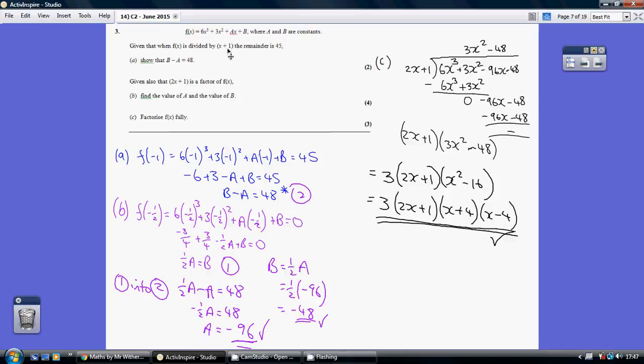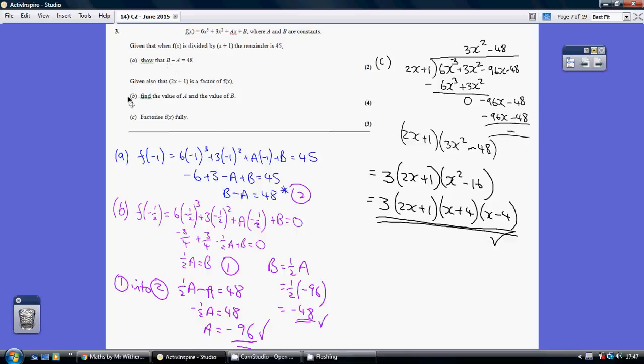So if we substitute minus 1 into our function, we know that's going to equal 45. So f of minus 1 is 6 lots of minus 1 cubed plus 3 lots of minus 1 squared plus a lots of minus 1 plus b, and that equals 45. Working out each of these terms, we get minus 6, add 3, minus a plus b equals 45, and tidying that up, we get b minus a equals 48 as required.